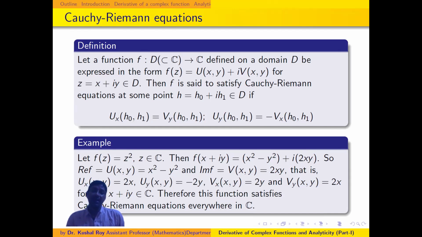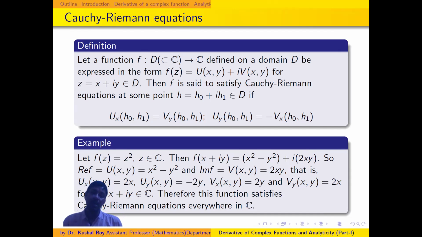So let us consider an example f(z) equal to z square. So this is a polynomial function. In that case, f of x plus iy is x plus iy whole square. That means it is x square minus y square plus i into 2xy. So the real part of f, that means u(x,y), is nothing but x square minus y square. And similarly, the imaginary part of the function f is v(x,y), which is 2xy. That means partial derivative of u with respect to x is 2x.